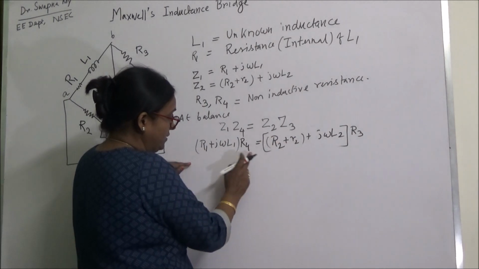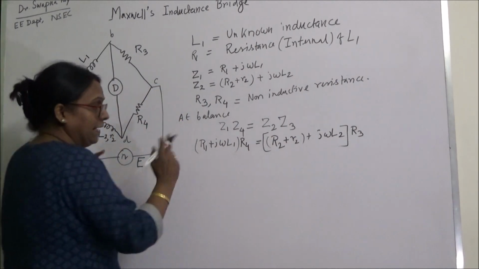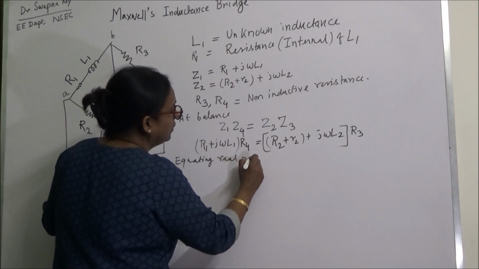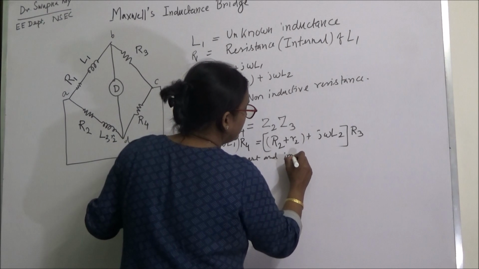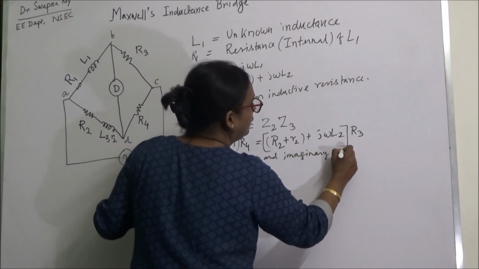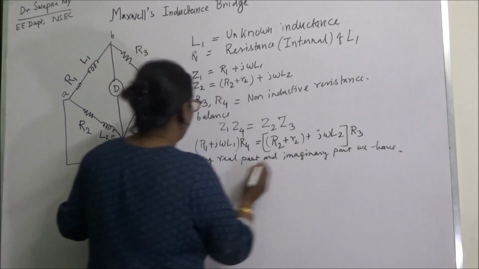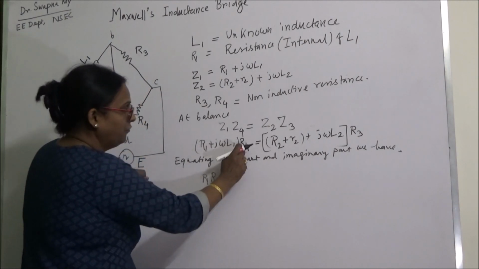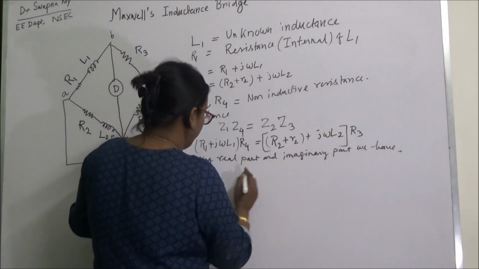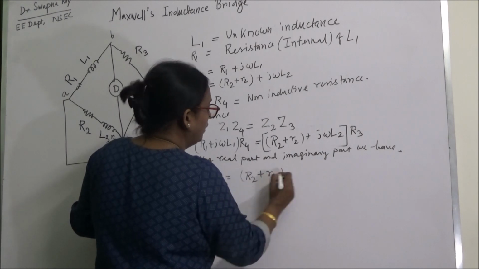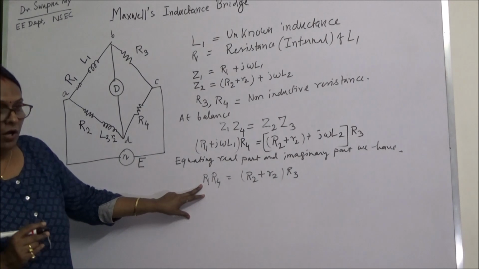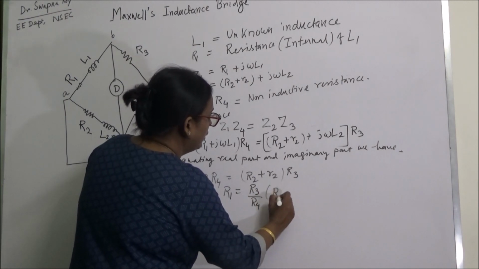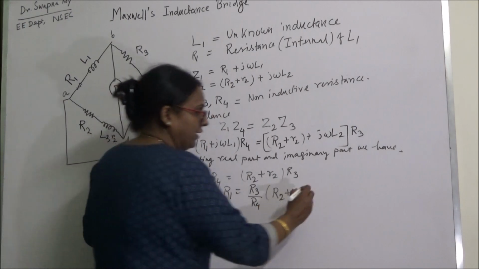From this balance equation, what we can do? We can equate the real part and imaginary part. So equating real part, we have R1 R4 is equal to R2 plus small r2 into R3. Our objective is to find the value of capital R1. So R1 is equal to R3 by R4 and within bracket capital R2 plus small r2. So this is one equation.